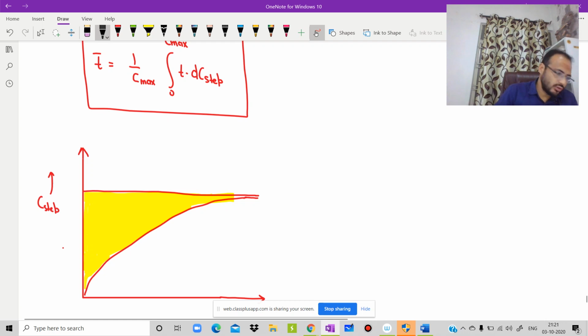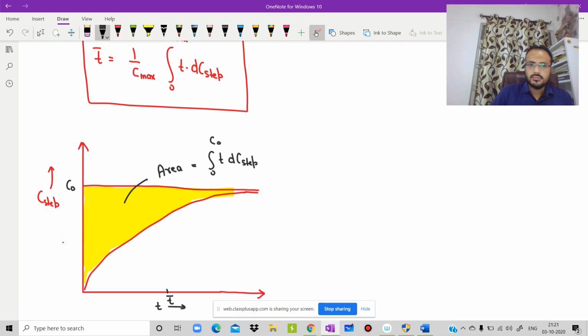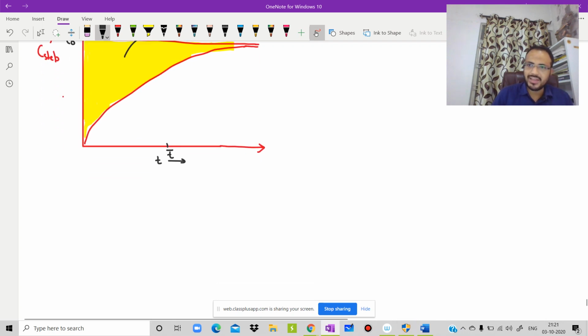This area we have already calculated. This area is equal to, if this is C naught versus time, here we have T bar, integral from 0 to C naught of t into dC step. Now we will make a relationship between E and F.